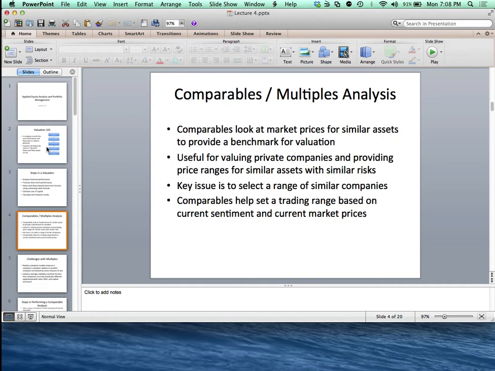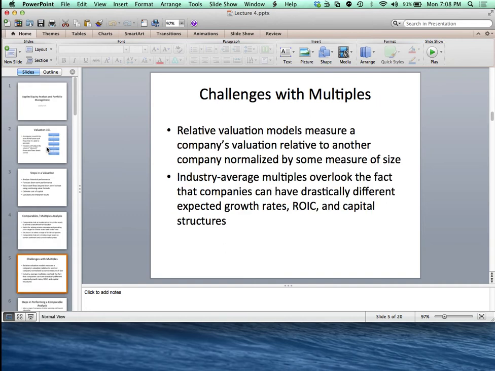Right? So, to continue, the challenge with multiples is the benefit of the multiples. Multiples are easy, right? Because they're based on observed data, and what it does is it consolidates all of the financial numbers down to one.